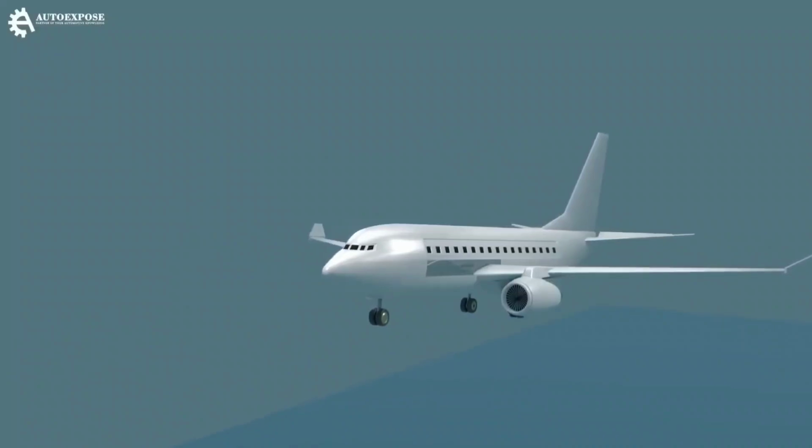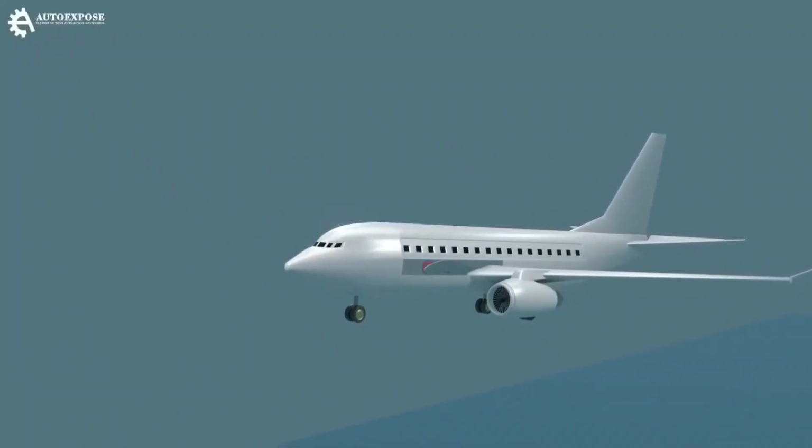That's the animation of how a plane can fly into the air. Hopefully, it can increase our knowledge.